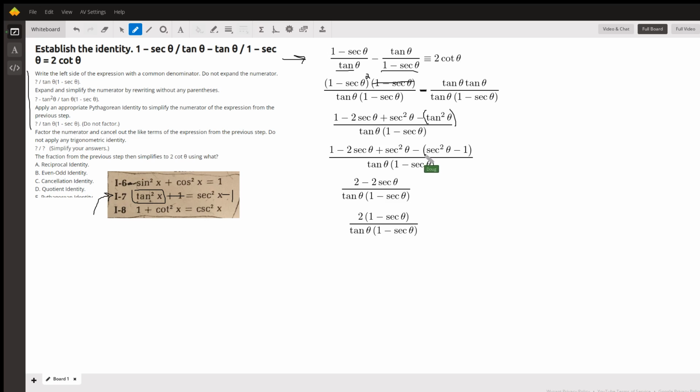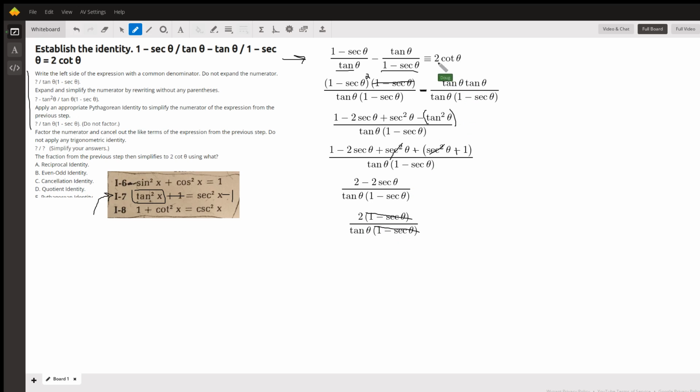Now, if I remove those parentheses and combine similar terms, secant squared minus secant squared cancels out. This minus a minus 1 becomes a plus 1. And so I get 1 plus 1 is 2 minus 2 secant theta. That's what's in the numerator. Factor out the 2. And now we can see what's happening. These factors cancel out. And we've got 2 over the tangent of theta.